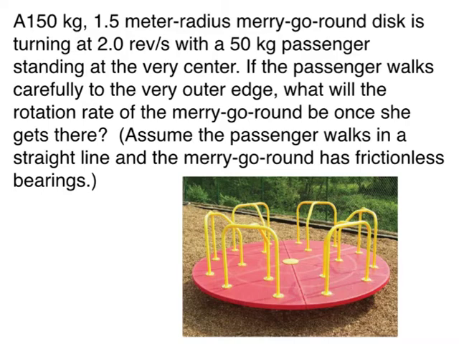A 150 kilogram, 1.5 meter radius merry-go-round disc is turning at 2 revolutions per second with a 50 kilogram passenger standing at the very center. If the passenger walks carefully to the very outer edge, what will the rotation rate of the merry-go-round be once she gets there? Assume the passenger walks in a straight line and the merry-go-round has frictionless bearings.